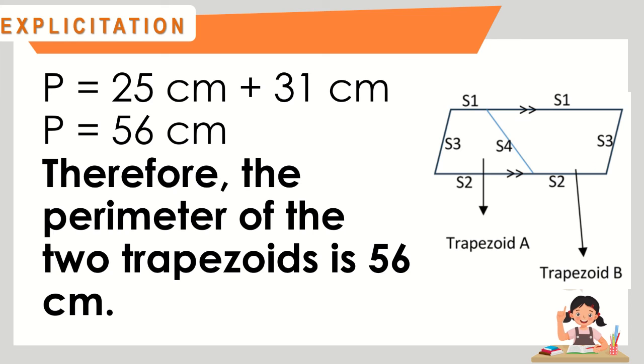P is equal to 25 cm plus 31 cm. P is equal to 56 cm. Therefore, the perimeter of the two trapezoids is 56 cm.